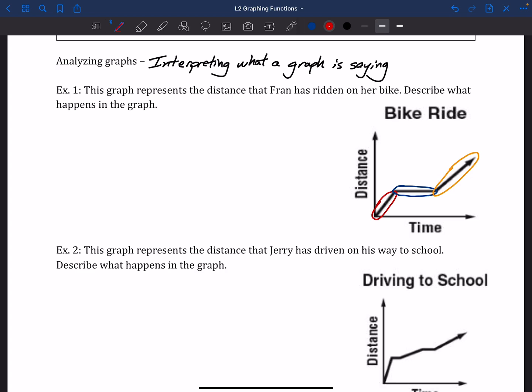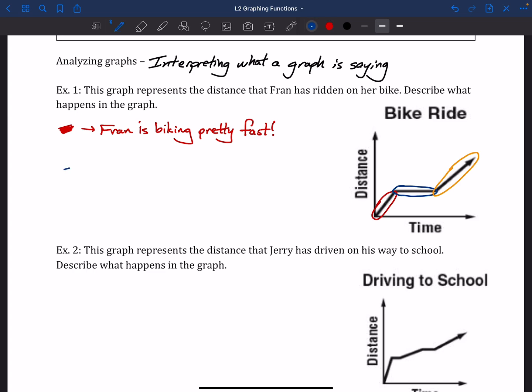First things first, we've got that red piece. Not a whole lot of time is passing, but we are going up quite a bit. So for that red chunk, we would say that Fran is biking pretty fast. She's biking for a short period of time, but she's covering a lot of distance. We're not traveling too far to the right, but we are going up quite a bit.